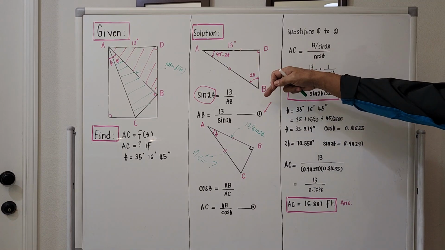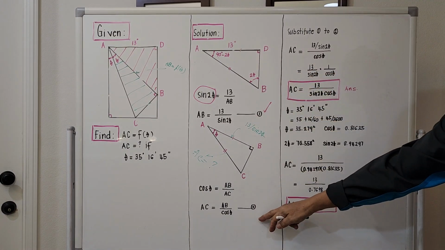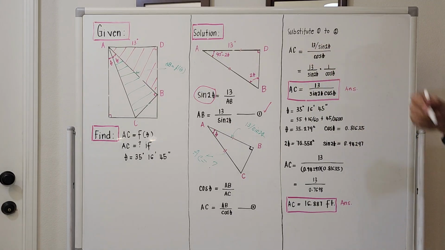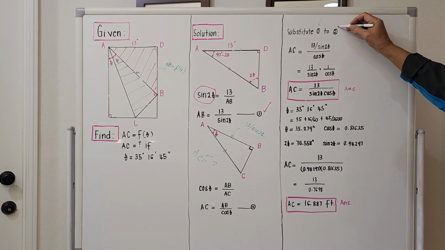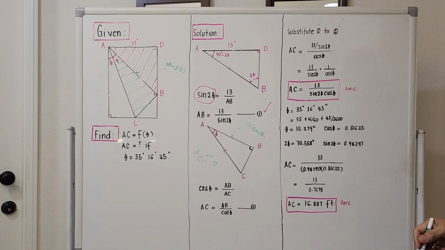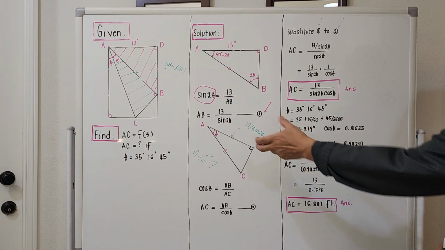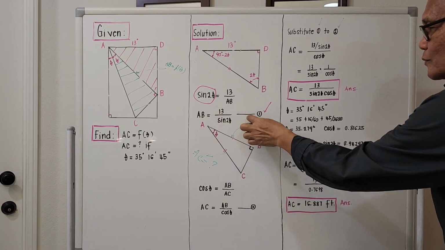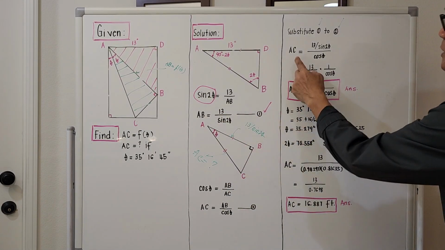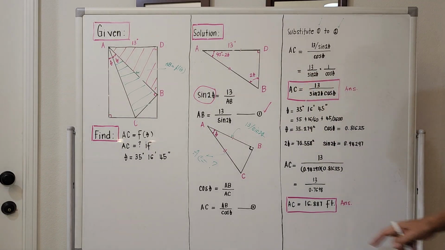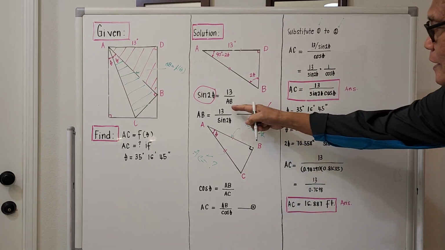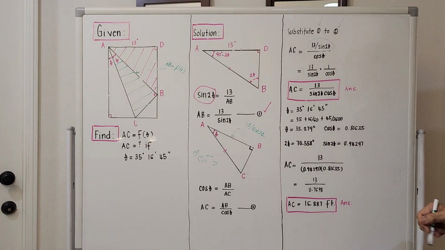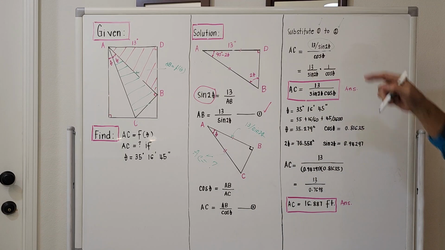So we are now given equation number 1 and equation number 2. So I place it here. Substitute the value of equation number 1 into equation number 2. What will come out? We take the value of AB in terms of theta and put it in equation number 2. So AC will be equal to AB, and AB is actually 13 over sine of theta, all over cosine of theta.